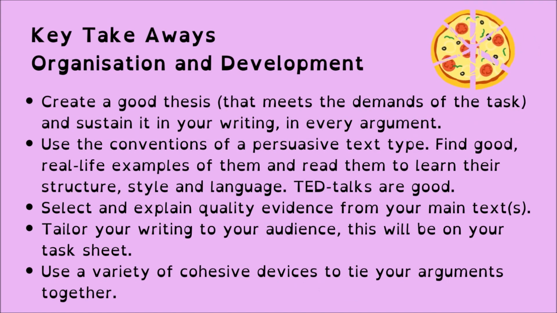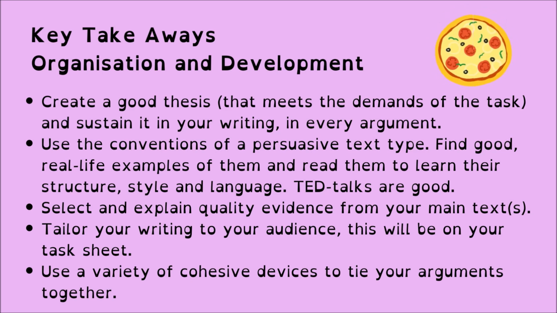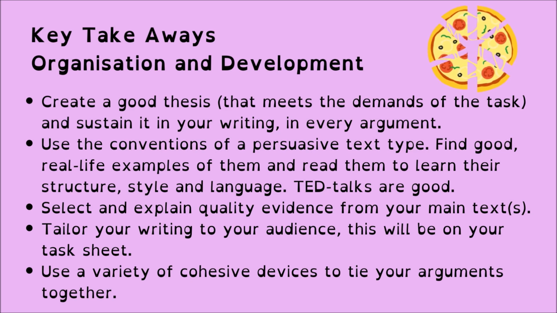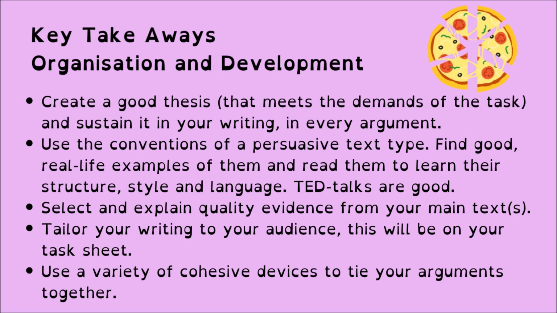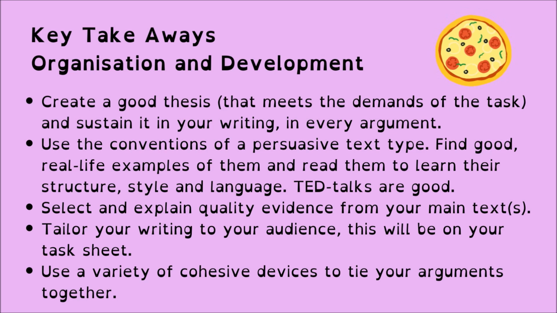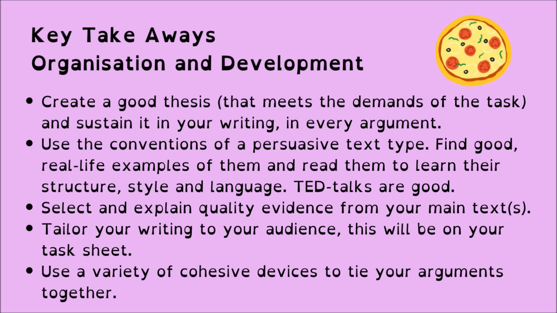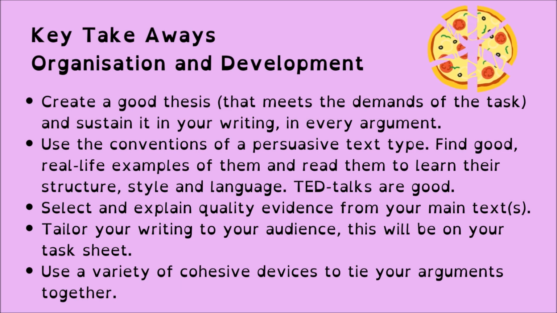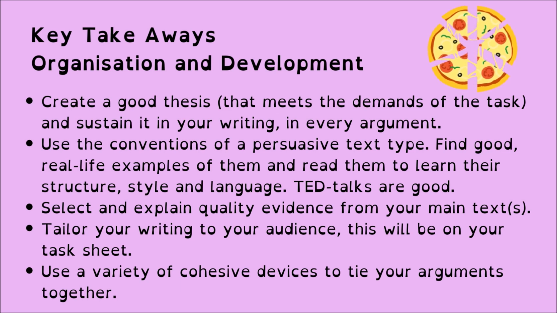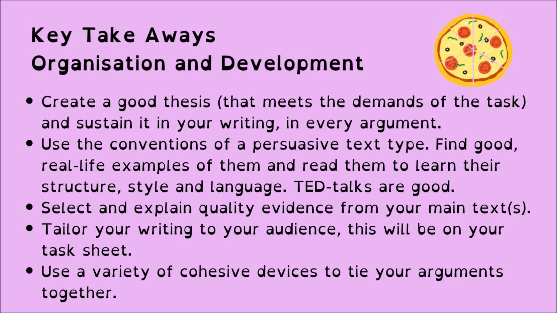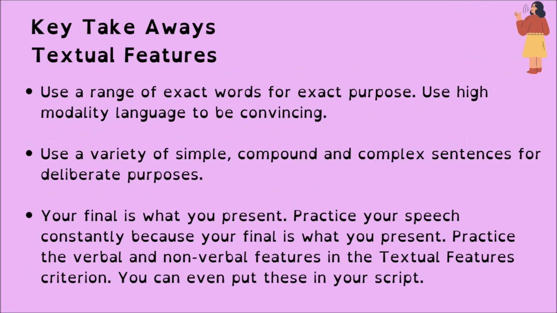Key takeaways for organization and development. Have a good thesis and sustain it over the course of your spoken text. Use the conventions of a persuasive text type. Find good examples of them and read them or listen to them to learn their structure, style, and language. TED Talks are a good place to start. Select and explain quality evidence from your main text. Tailor your writing to your audience. The context for the people you'll be speaking or submitting to will be on your task sheet. And then use a variety of cohesive devices to tie your arguments together.